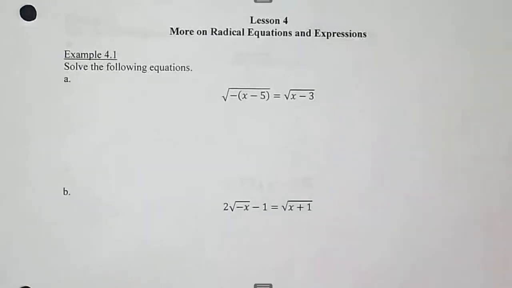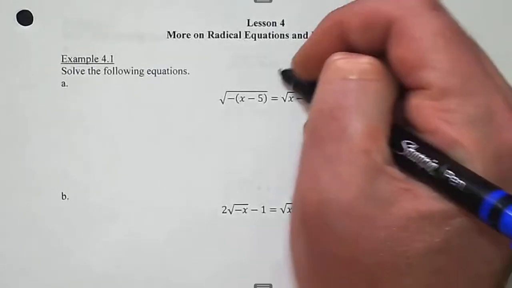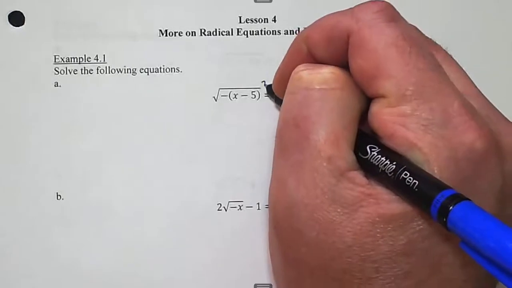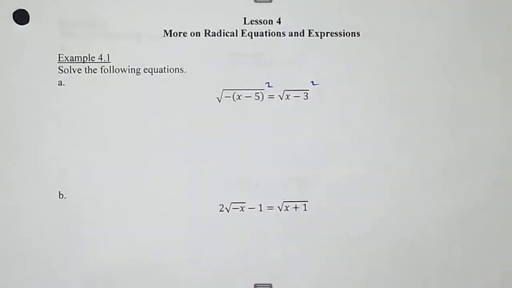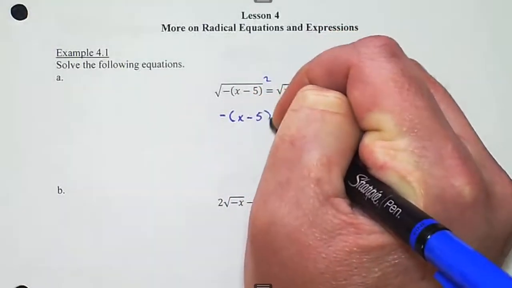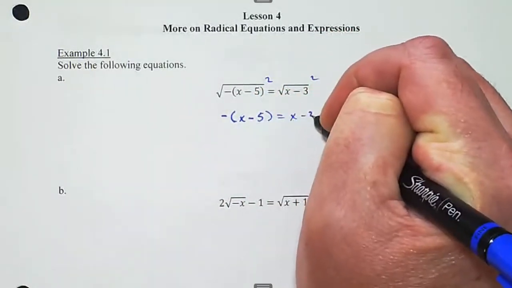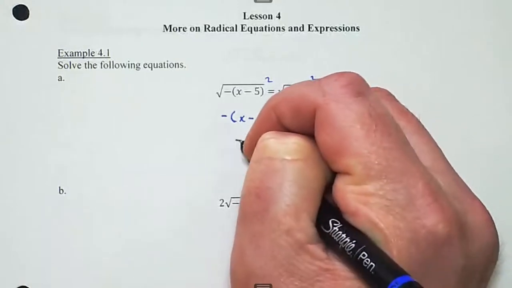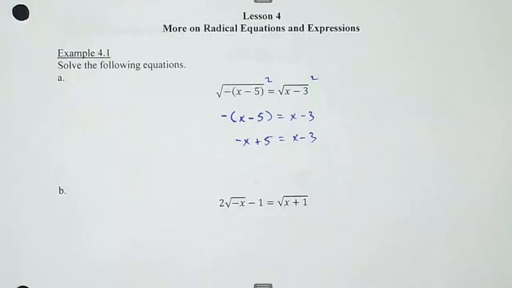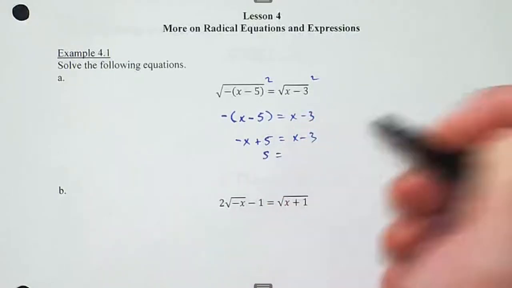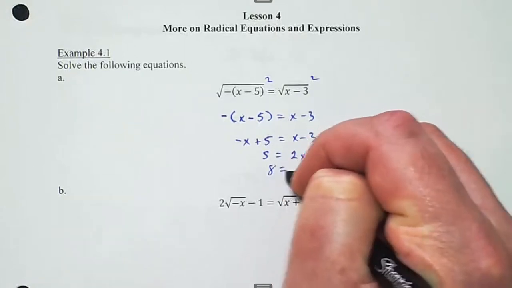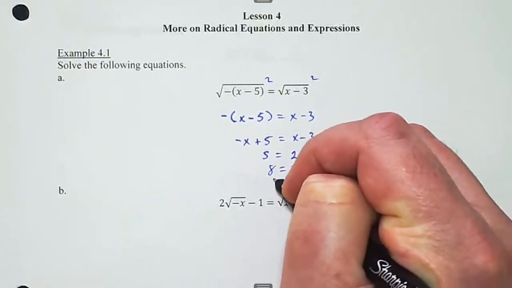All right, we're going to start by solving example 4.1a. It's already got the radicals as isolated as they can be, so I'm just going to square both sides to get rid of the radicals. And then from here, I'll distribute. And this is just a simple linear algebra equation. So nothing too fancy here.